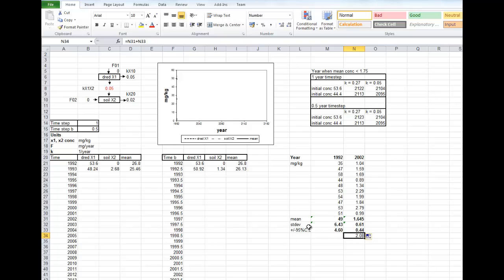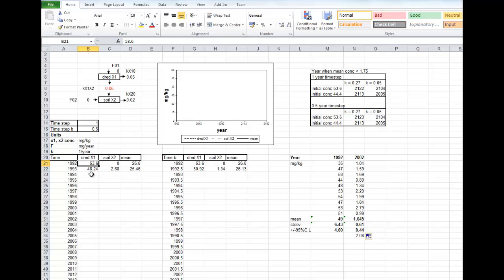So we've got an upper and a lower value for the starting concentration, and we also got upper and lower values for this transfer coefficient. So that gives us 4 model runs. So we need to vary the starting concentration between 53.6 and 44.4, and the transfer coefficient between 0.05 and 0.27. Potentially, within those scenarios, we will have recognized the best and worst case.